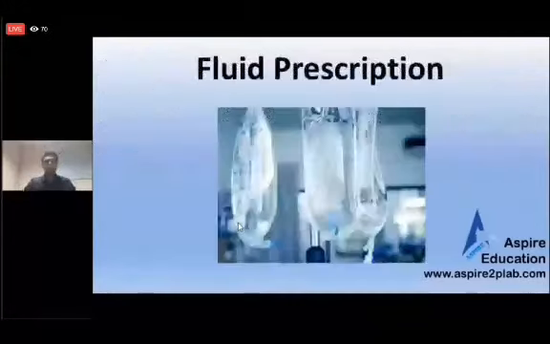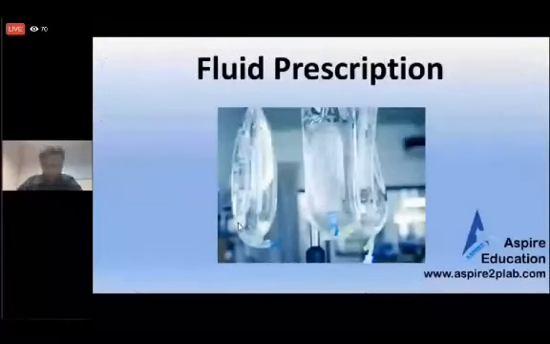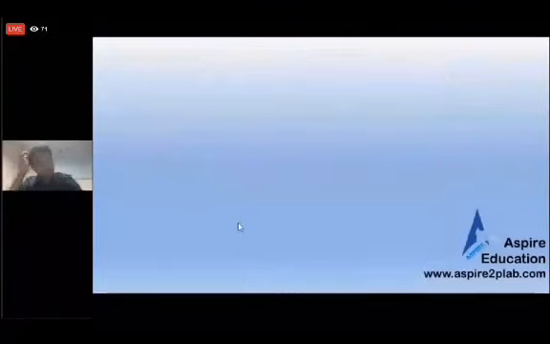Now there is one more station, called fluid prescription. This is a station where you are the doctor in the surgery department, and a child has come to you for surgery of his appendix, and he's going to have surgery today. Any patient who's going to have surgery under general anesthesia, you keep nil by mouth. When any patient is nil by mouth, you give them some fluids, right? Dextrose. That's what you're going to do now.